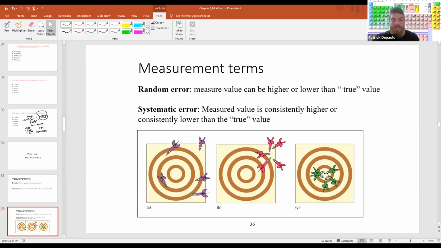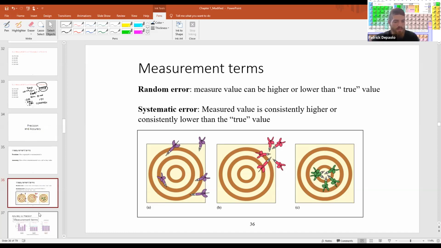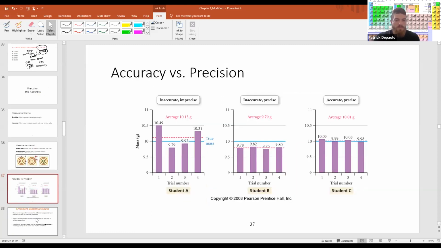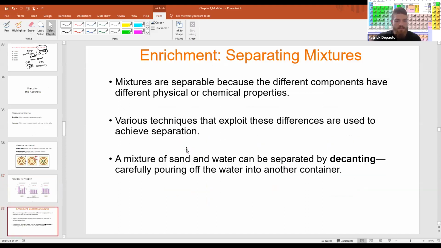Then the best case scenario is where you're accurate and precise, which means you're all in the bullseye and you're very good at darts. Okay, so this is just more examples of it. You can pause this later in the video, when you get it on YouTube, and take a look at it when you're studying, but it's just different things I just mentioned.